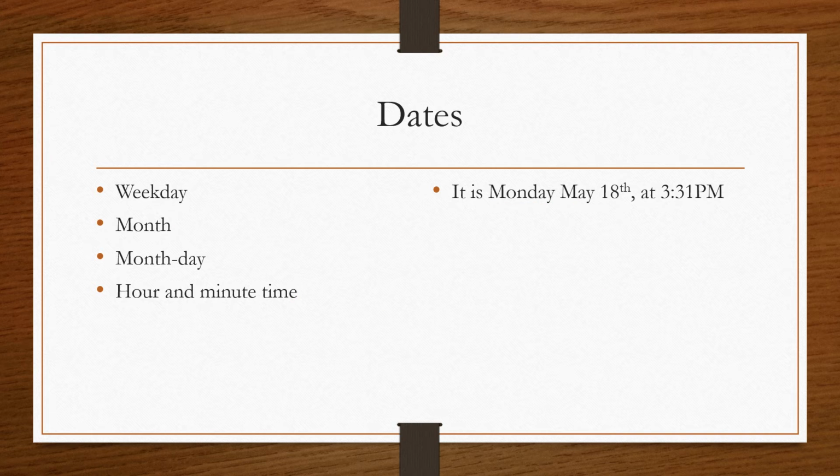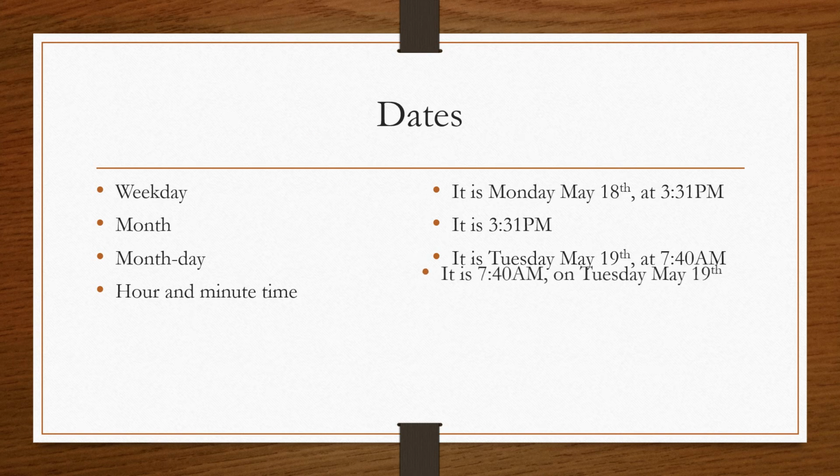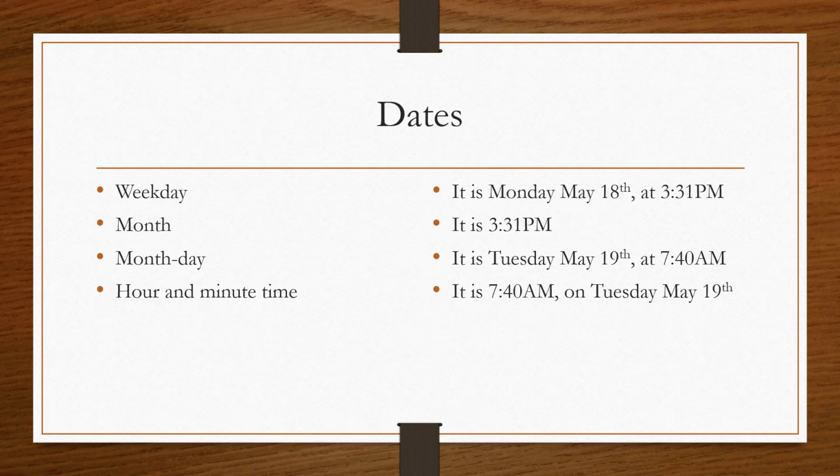More naturally, we might say something like it is 3:31 p.m. because a lot of people know what day it is. A lot of people know what day of the week it is. They just might not know the time. Here's another example. It is Tuesday, May 19th at 7:40 a.m. But we don't have to say it in this order. That's just maybe a most natural order to go through. We could also say it is 7:40 a.m. on Tuesday, May 19th.